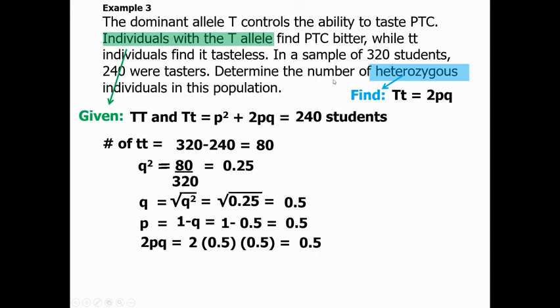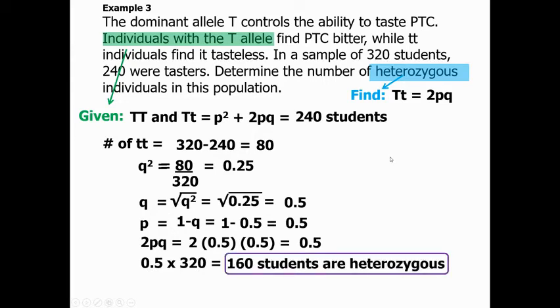It says determine the number of heterozygous individuals. That's not a number, that's a frequency. So we multiply that by the total number of students in the population for our final answer of 160 students.